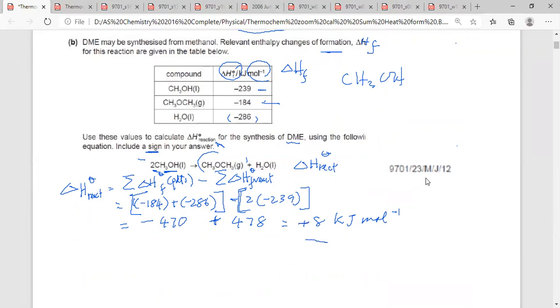The sign is very important. It is plus, and the unit is kilojoules per mole. Now you see, isn't it? It's all maths, but the thing is to use the formula.